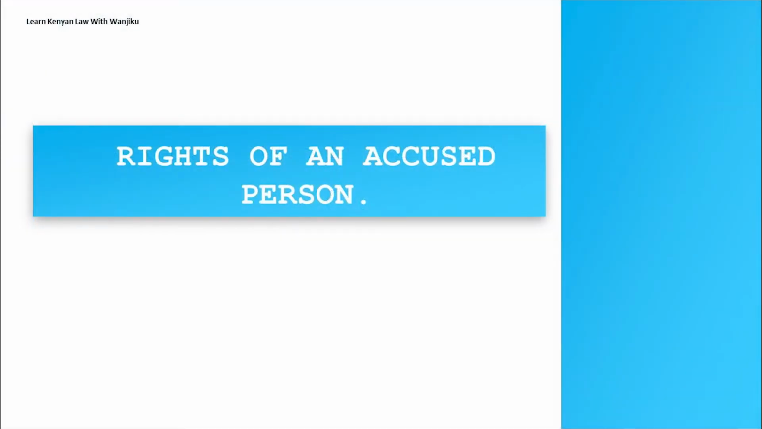So for today, we're going to be talking about the rights of an accused person. So of course, who is an accused person? An accused person is someone who's been arrested and they've actually been accused of doing a specific crime. Maybe they're being said to have robbed with violence. Maybe you're being charged with robbery with violence. So what are your rights here in Kenya when you've been accused of committing a crime?